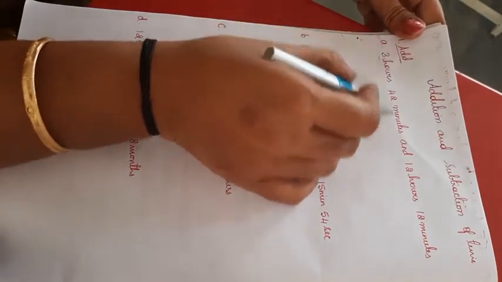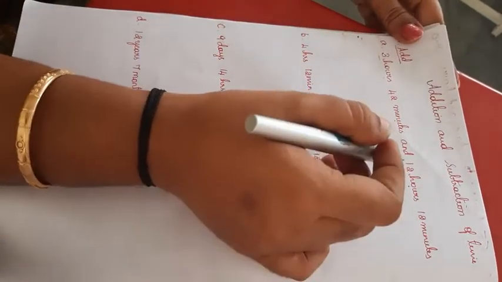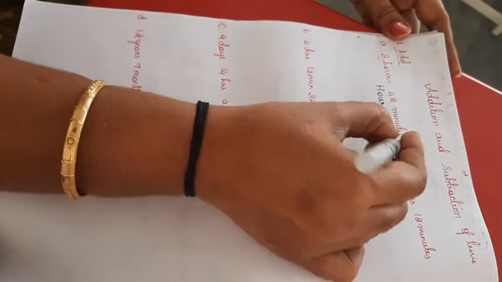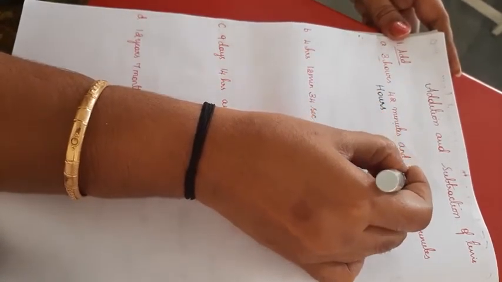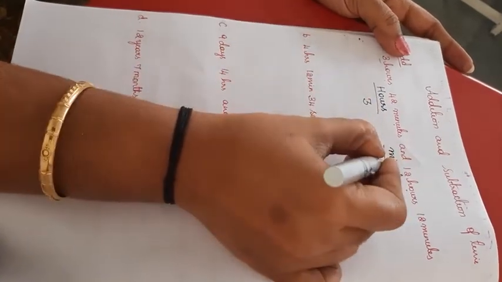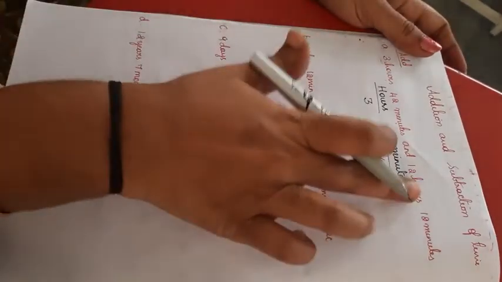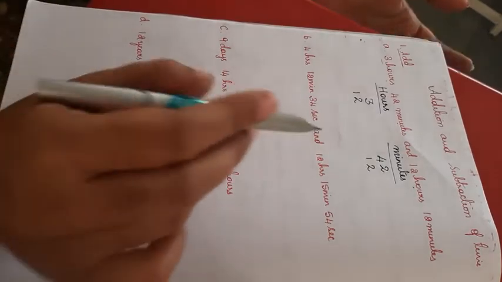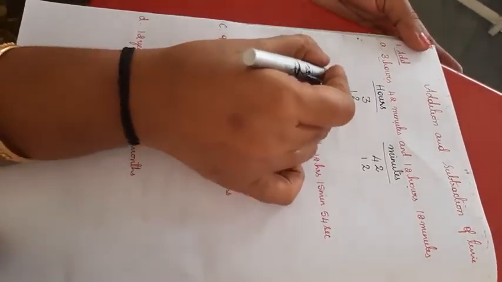See here, 3 hours 42 minutes and 12 hours 12 minutes. So what are there? Hours and minutes. I'll write them here: hours and minutes. First, write down what has been given. Clear? Now, 3 hours is here, and 42 minutes is here. Next, 12 hours and 12 minutes. First thing is writing in the place of hours and writing in the place of minutes.